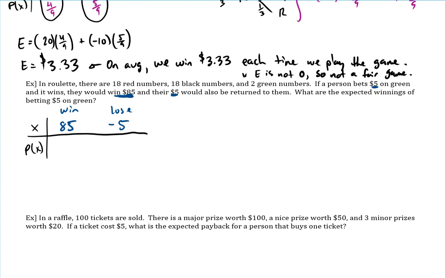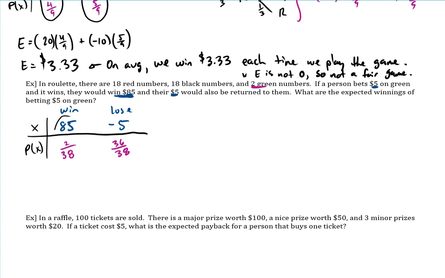It doesn't say what exactly happens when you lose, but that's what is going to happen if you lose. Okay, and then we need to know the probability of these. If we're betting on green and there are 2 green numbers, I would say I have 2 out of however many total numbers there are. There are 38 total numbers: 18 red, 18 black, and 2 green add up to 38. So we have a 2 out of 38 chance to win, which means the chance of losing would be 36 out of 38. Okay, so it's very likely we will lose this game.